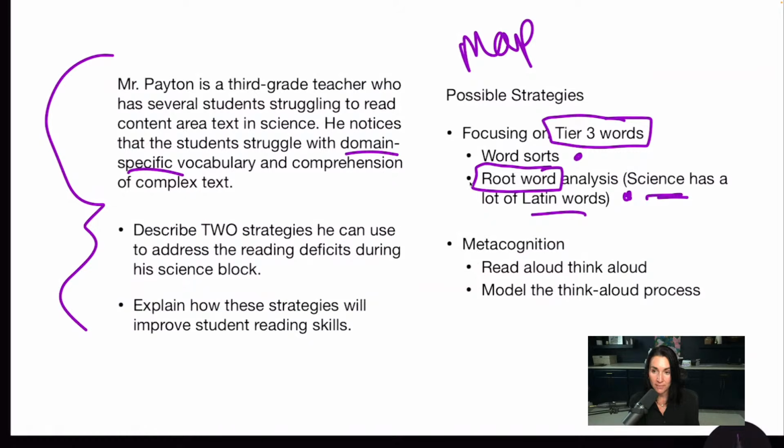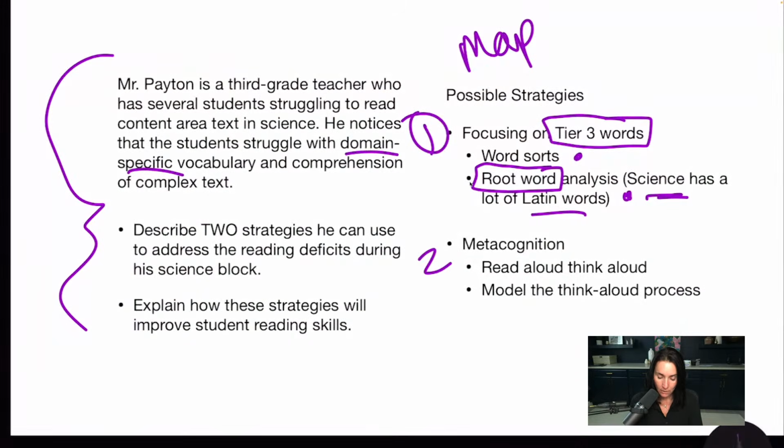But basically drilling down to root words is going to help with scientific specific vocab because words like homogeneous, heterogeneous, those all have Latin roots, Latin prefixes, suffixes, and it's going to help us understand that, okay? And for the sake of this, it's an easy thing to write about, all right? So strategy number 1 is focusing on tier 3 words or domain specific.